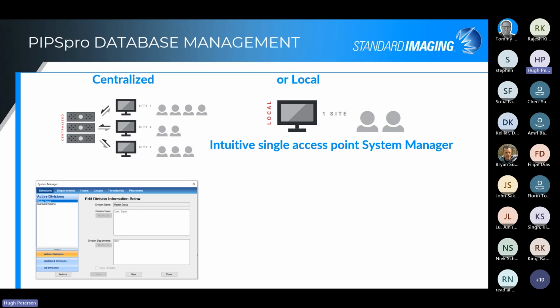Another nice thing about PIPSpro is that it's very scalable. Whether you're a single location with just 1 or 2 Linacs, or a large enterprise with a number of centers, you can centralize that database and track, trend, and look at all the input from the different sites as far as the analysis and results of your systems. So it's scalable for both the enterprise and the single facility.